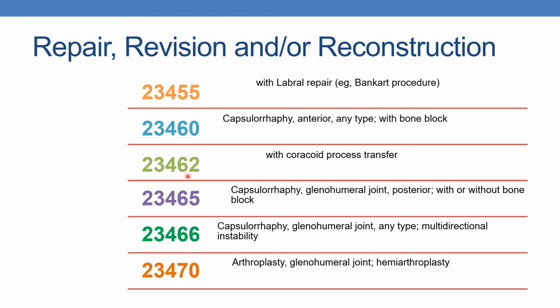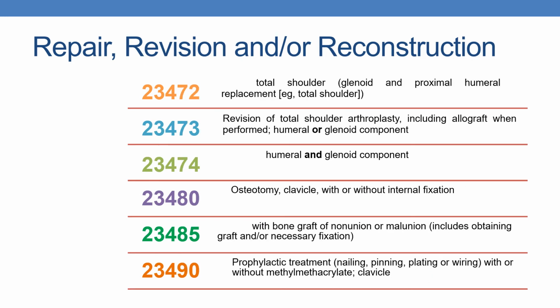The next is 23462. Capsulorrhaphy anterior with coracoid process transfer. The next is 23465. Capsulorrhaphy glenohumeral joint posterior with or without bone block. The next is 23466. Capsulorrhaphy glenohumeral joint any type multidirectional instability. The next is 23470, arthroplasty glenohumeral joint, hemiarthroplasty.